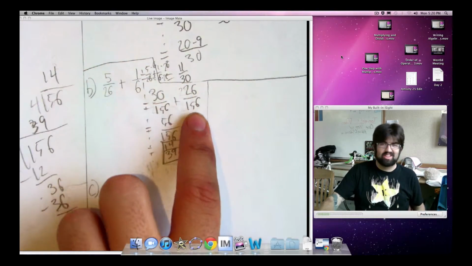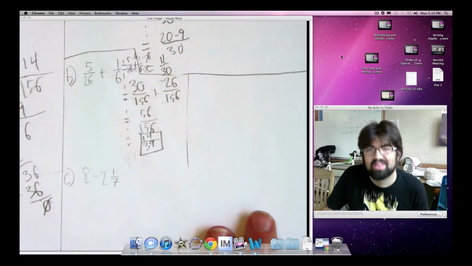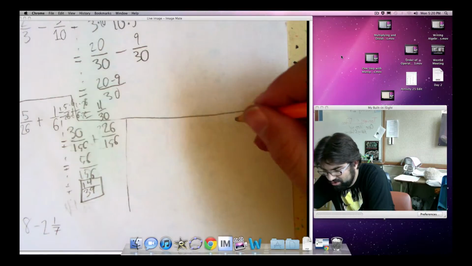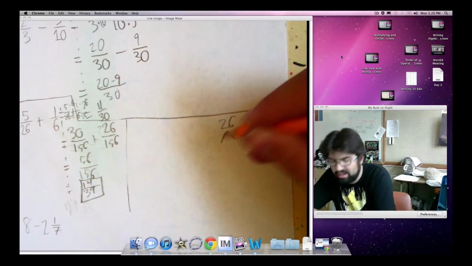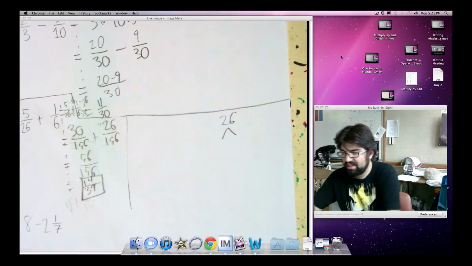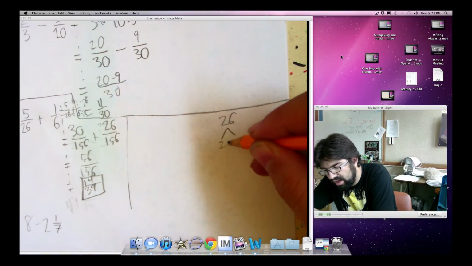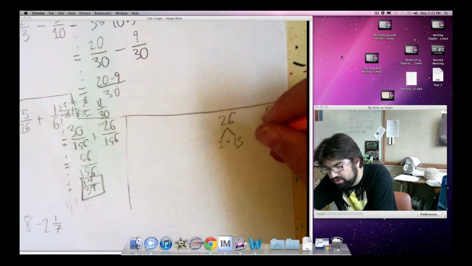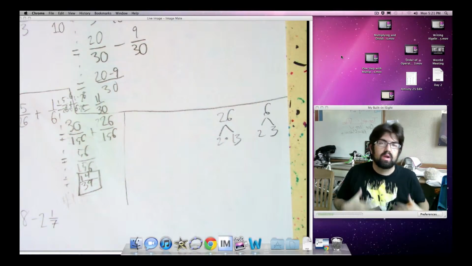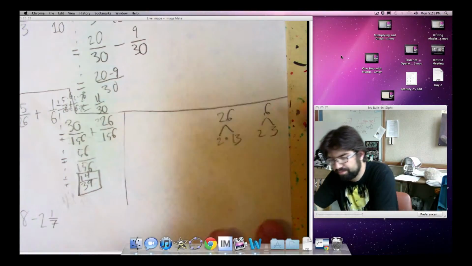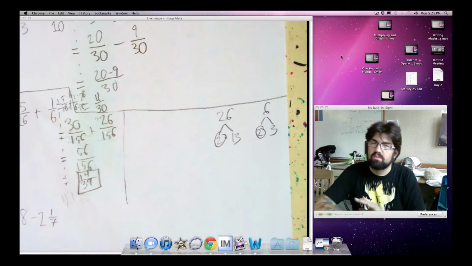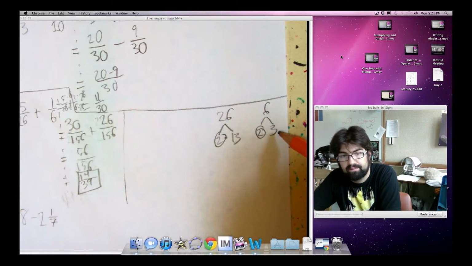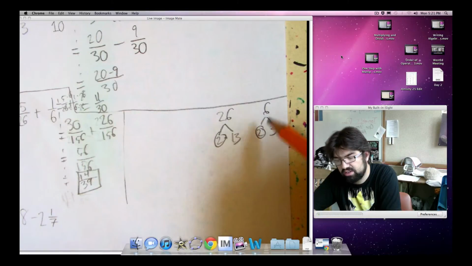All because of this 156. Sorry I had to redo that. Well, there's a reason why I don't like doing that one. 26, if you know your factors, is equal to 2 times 13. And 6 is equal to 2 times 3. So here's what I do. They both have a 2, so I don't need to multiply anything by 2. 26 is missing a 3, and 6 is missing a 13.